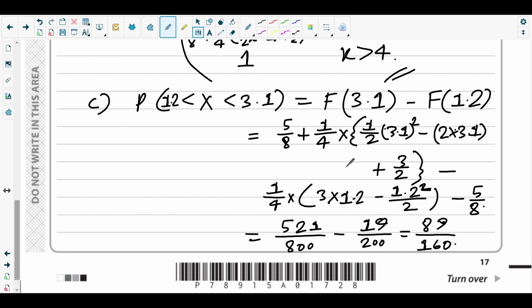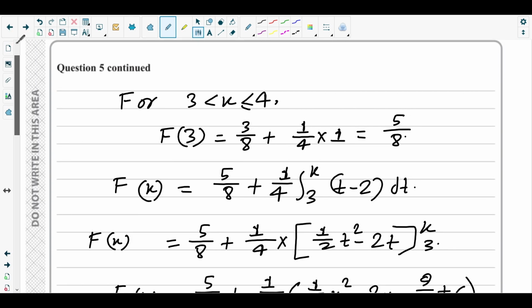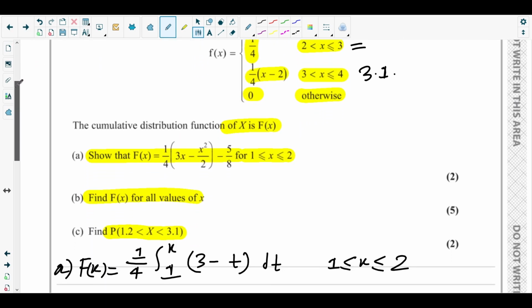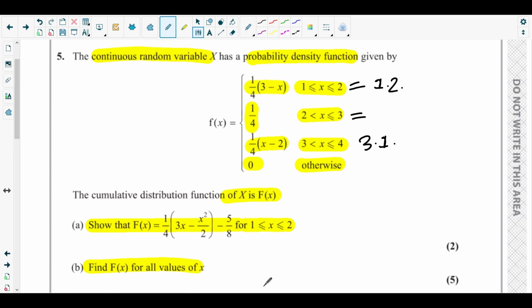If you can give it in fraction, no problem, but if you give it in decimal, that would be 0.556 up to 3 significant figures. If you give it in decimal, you have to write it in 3 significant figures. And that's the answer for part C, and that's the end of question number 5 from the October 2024 Statistics 2 paper. Fine.